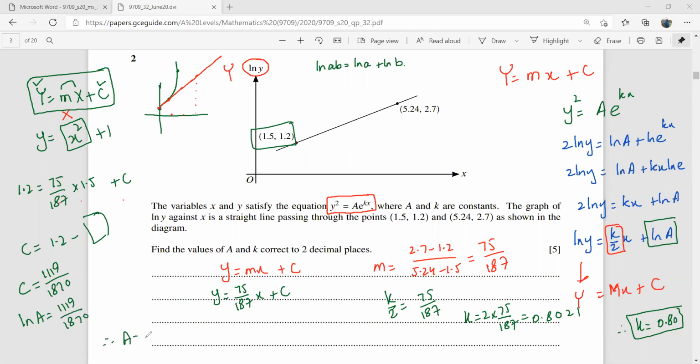Therefore, your A is going to be ln inverse of this 1119 over 1870. Therefore, A is finally, now shift ln of the answer. So that is 1.82, correct to one decimal place. That is your 1.82. So that is how you will be able to find the values of A and k from here.